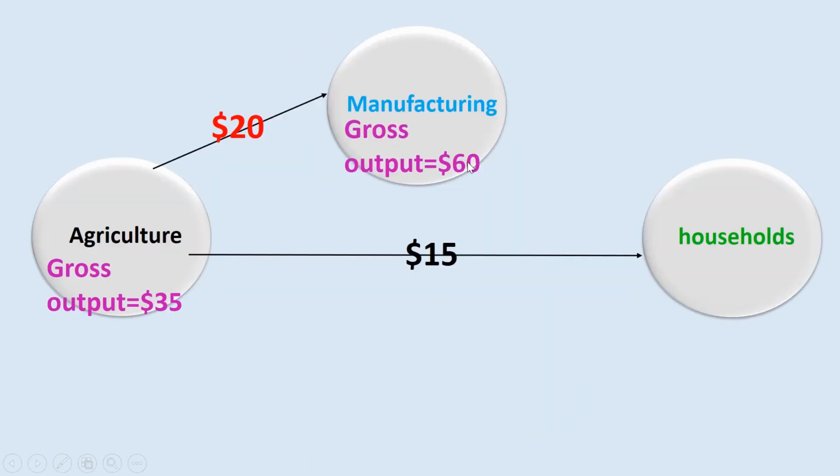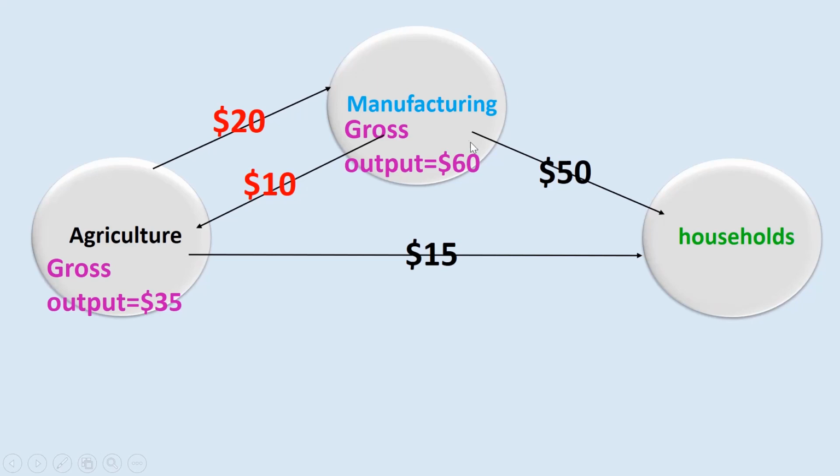In the same way, the $60 gross output from the manufacturing sector, 10 of it goes into the agricultural sector as inputs. So the $10 of the output here constitute intermediate goods. The remaining $50 goes to households as final goods for consumption. So this is the conceptual framework. From this, we're going to look at how we can calculate GDP using the final product method first, and then the value added method second.